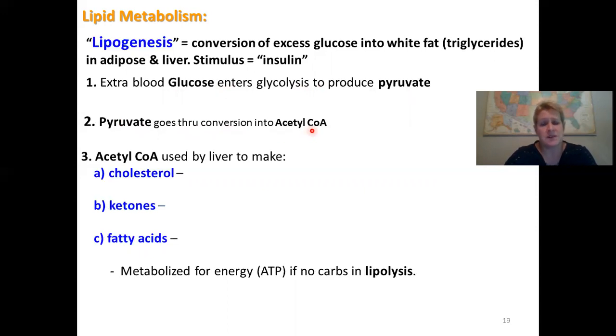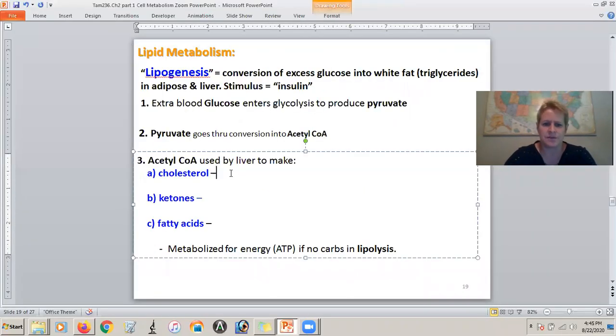Now, from this point, acetyl-CoA could enter the Krebs cycle and make energy and go on through the rest of the pathway. But acetyl-CoA is used by the liver to make the following. Okay, cholesterol. That's a very important molecule. Ketones, we'll talk about that, and fatty acids. So let's back out and I'll define this.